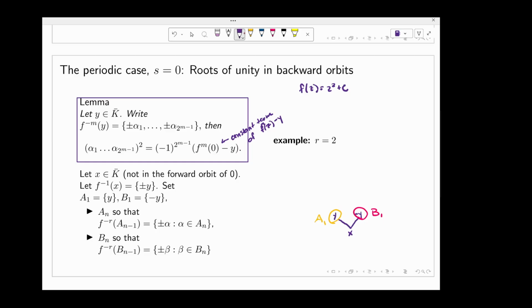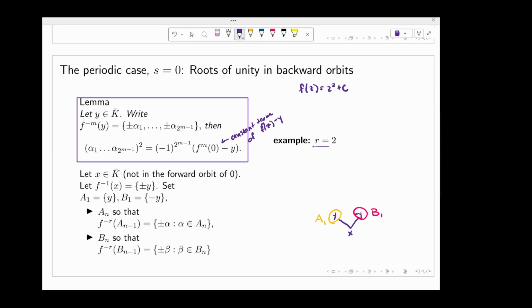Now I'm going to take an rth preimage of A1, where r was that minimal number where f to the r of 0 is 0. And I'm going to take half of the roots of that preimage, and I'm going to call that set A2, and I'm going to build it specifically so that if I take plus or minus all of those elements of A2, I get back the entire rth preimage.